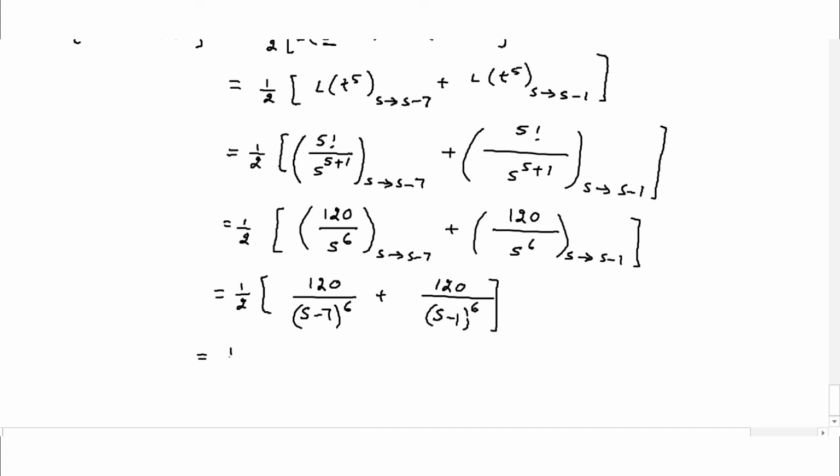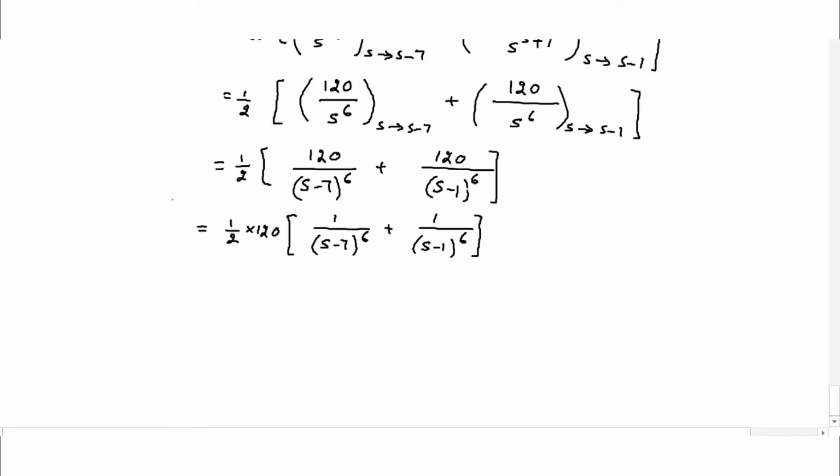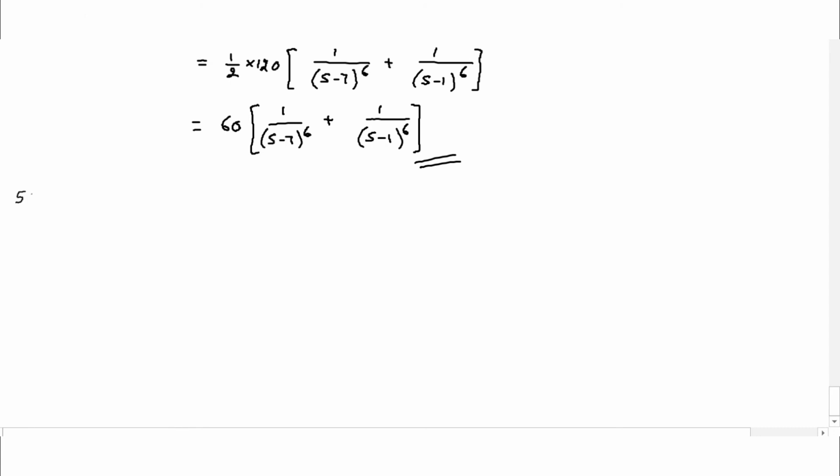So you can take that 120 common outside, is 1 by 2 times of 120, and write down this expression as 1 by s minus of 7 whole power of 6 plus 1 by s minus of 1 whole power of 6. But you can cancel out this 120 with 2. You will be getting the expression to be equal to 60 times of 1 by s minus of 7 whole power of 6 plus 1 by s minus of 1 whole power of 6. That's the required solution. Let us move on to the next question.